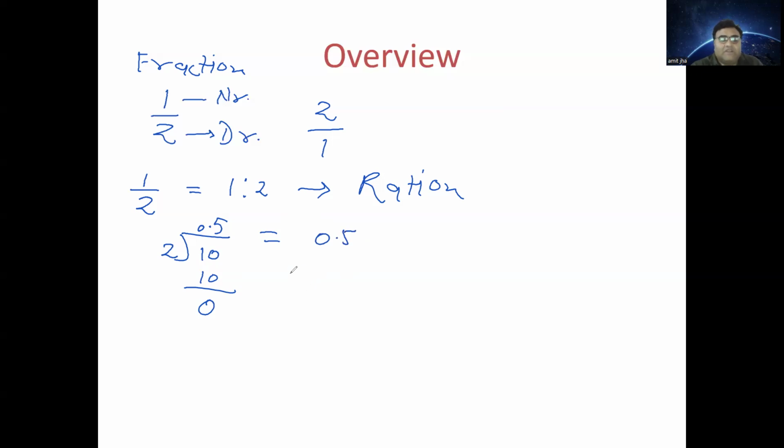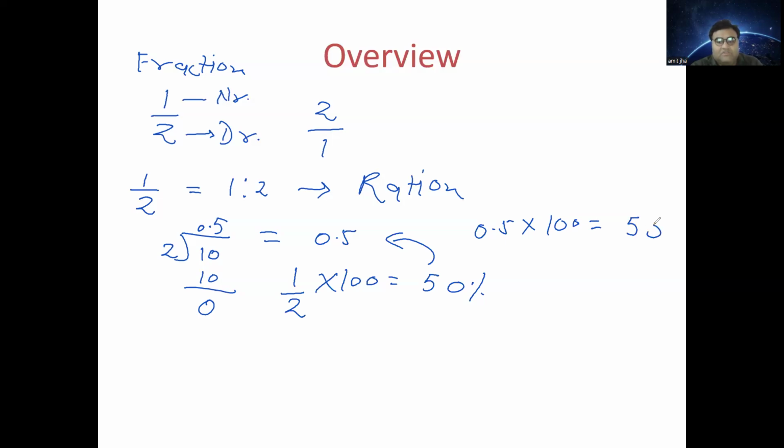And if you want to convert into percentage, then when you are trying to convert a fraction into a percentage, you will multiply with 100. That will give you 50%. The same logic will work for a decimal also. If you want to convert this decimal into a percentage, simply multiply with 100. And then also you will get the same result if the number is the same. So here also it will be the same.